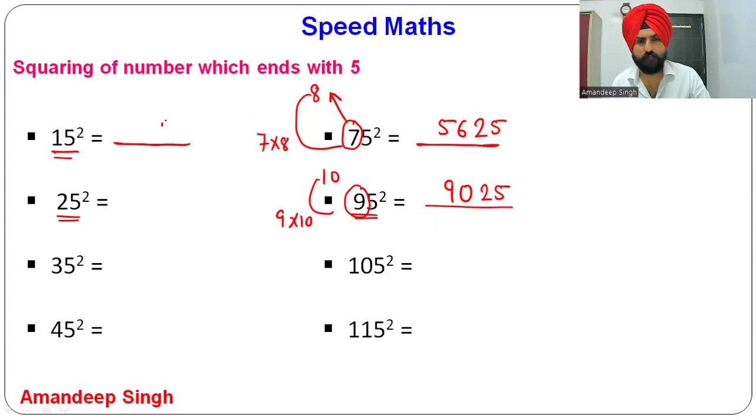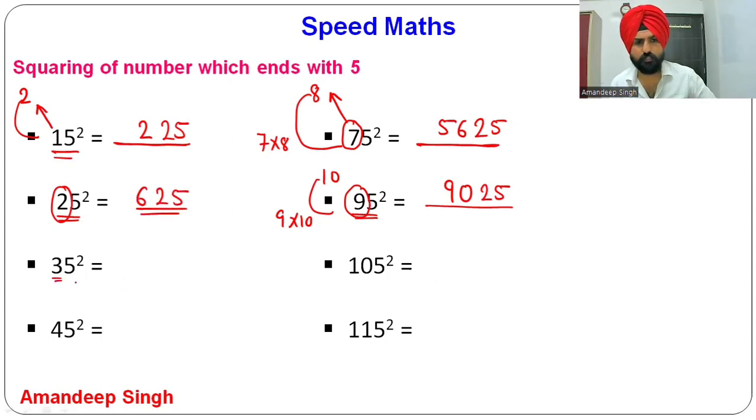In a similar way, if you want to calculate the square of 15, the last number is 5, so I'm very sure the last two places have to be 25. And what comes after 1? It's 2. So what is 2 into 1? It's 2. So the answer has to be 225. That's perfectly fine. Right? So for 65 square, what comes after 6? It's 7. What is 7 into 6? That is 42. So the last two places have to be 25 again.